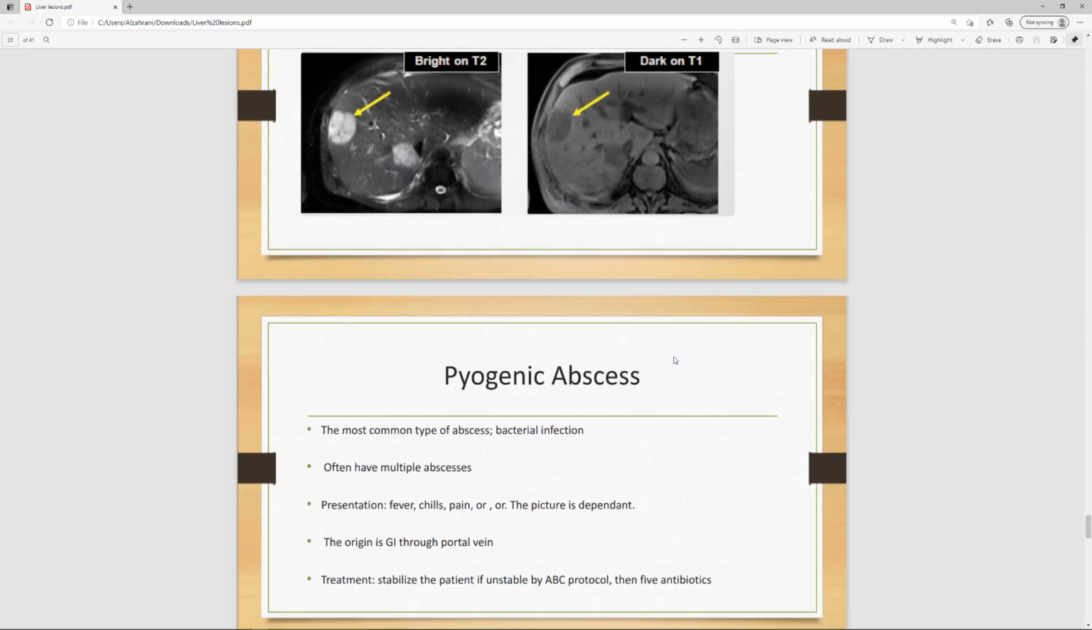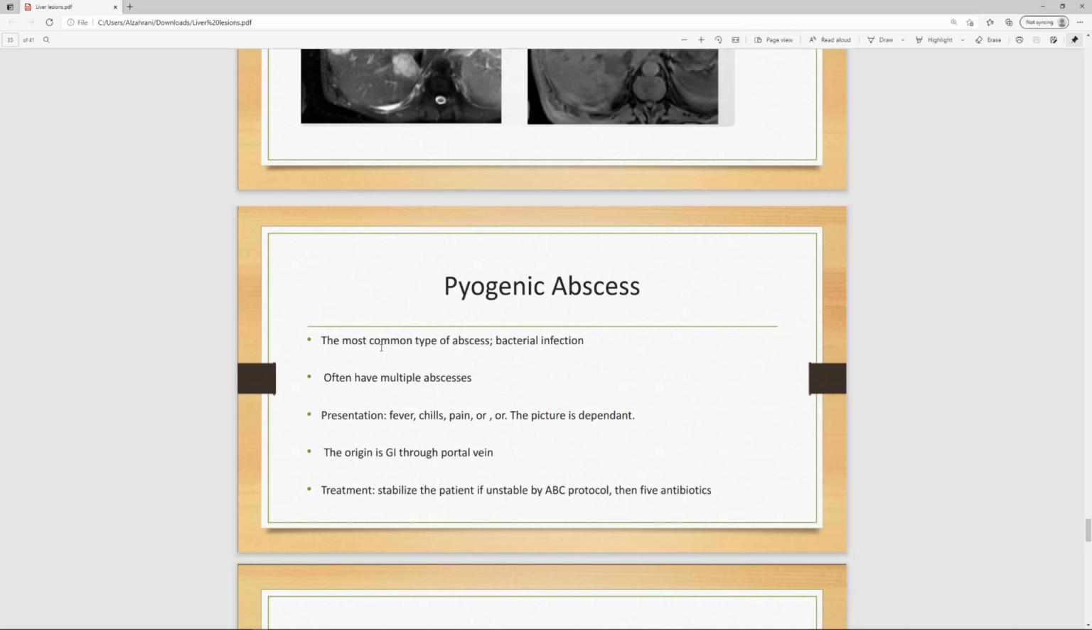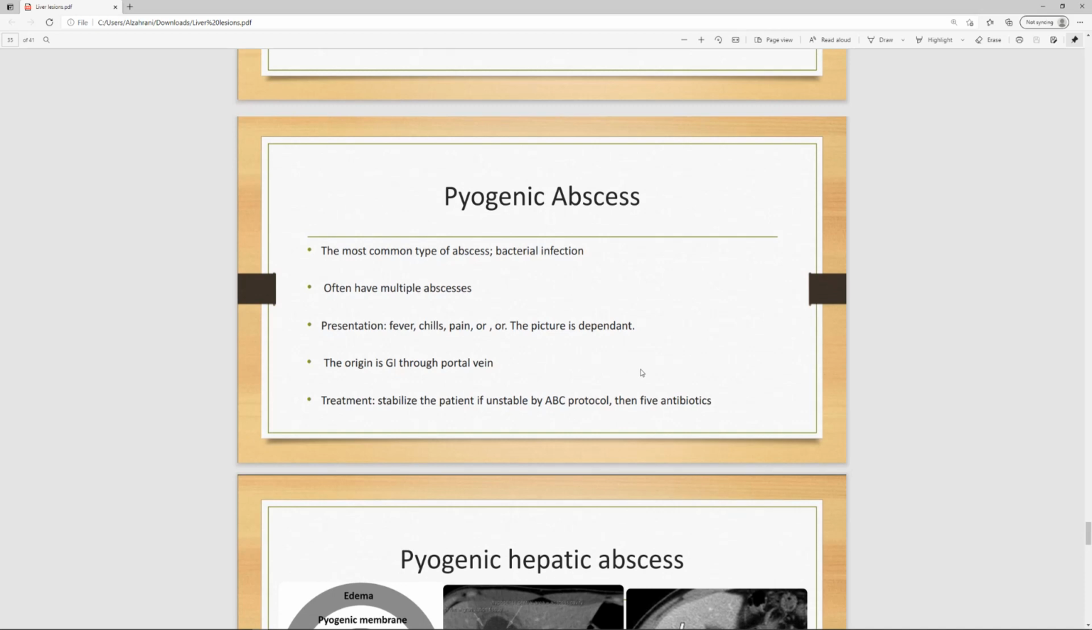Pyogenic abscess means abscess caused by bacteria. The most common type of abscess, bacterial infection, often have multiple abscesses, presentation fever, chills, pain, and the picture is dependent on the causative agents. E. coli most commonly cause septic shock, Klebsiella associated with pneumonia, with red currant jelly sputum. So dependent on the causative agent.